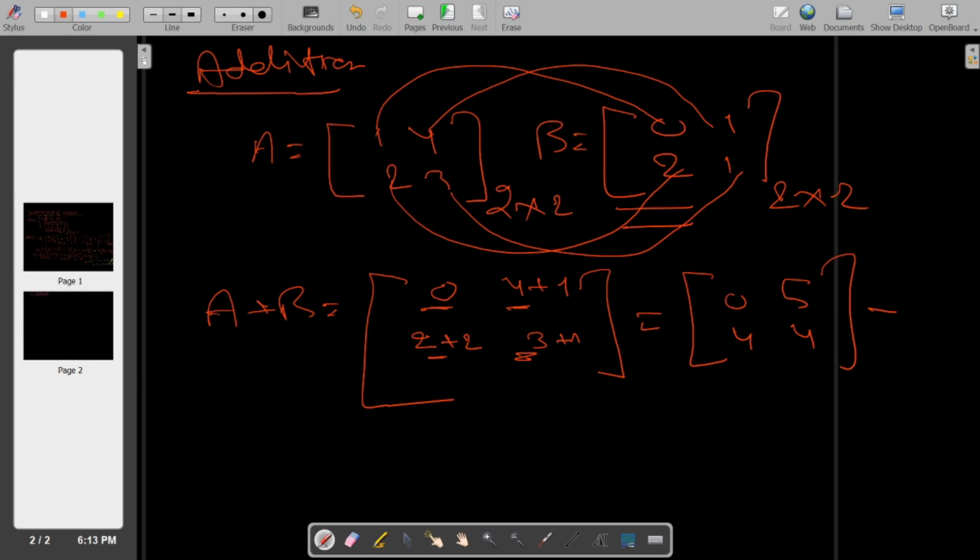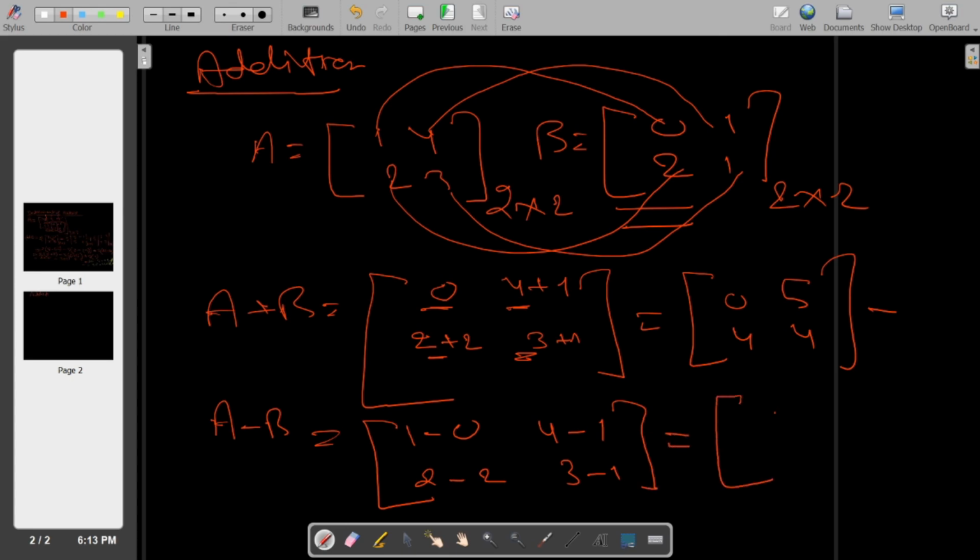And if you want to subtract the matrices, A minus B, do the same thing. Subtract the corresponding elements. So it is 1 minus 0, 4 minus 1, 2 minus 2, then 3 minus 1, which is nothing but 1, 3, 0, 2. So this is the resulting matrix for subtraction, and the previous one is for addition.